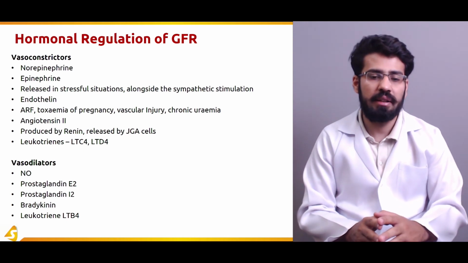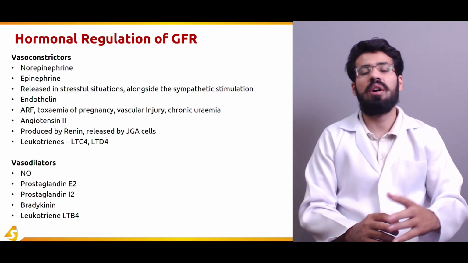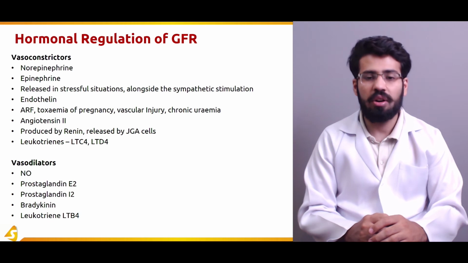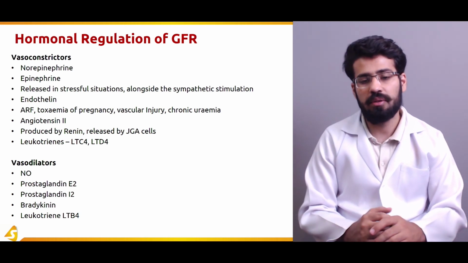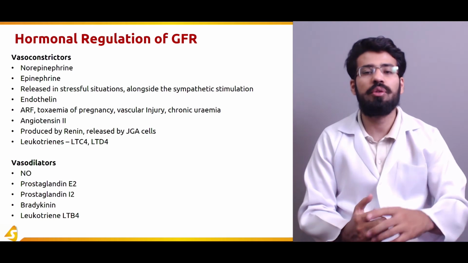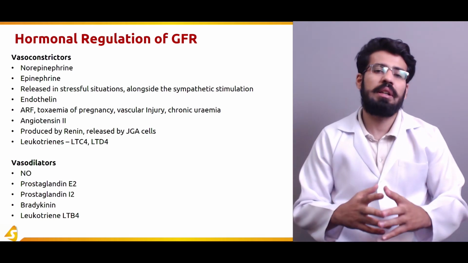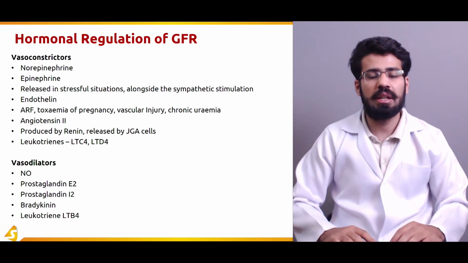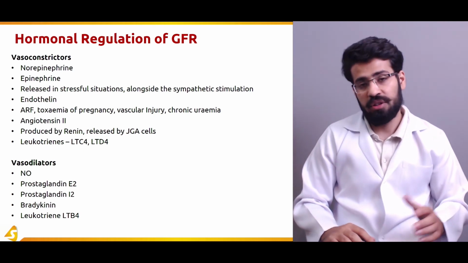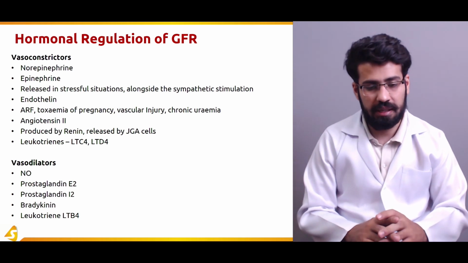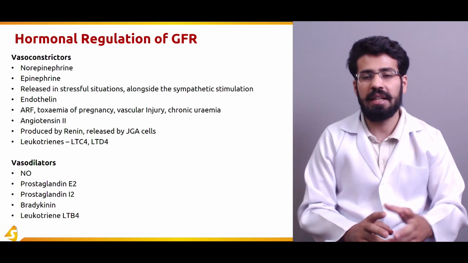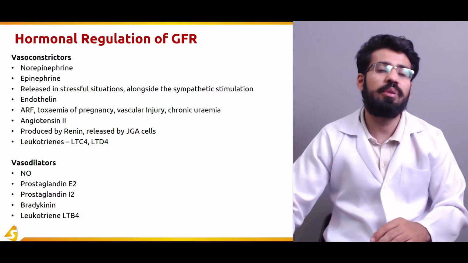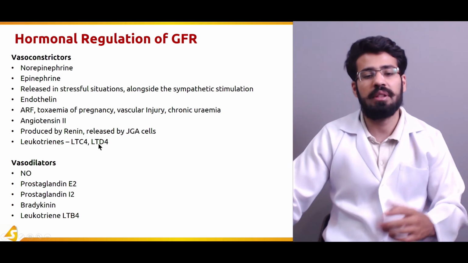The next one is endothelin. Endothelin is released in a variety of conditions, starting from acute renal failure, known as ARF, and toxemia of pregnancy. It is also released in vascular injury and in chronic uremia. Number two is angiotensin 2. Angiotensin 2 is produced by the renin-angiotensin system, and renin is released by the juxtaglomerular apparatus cells, the JGA cells. And there are also leukotrienes, with two examples being LTC4 and LTD4. We are going to discuss the hormonal parts of this course in detail.